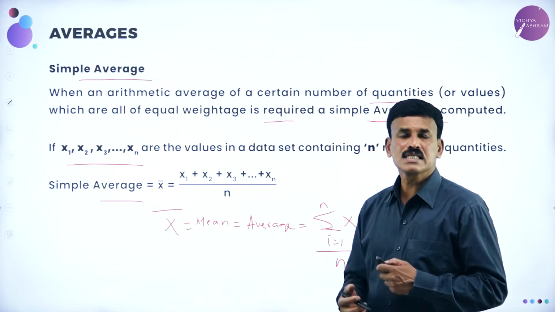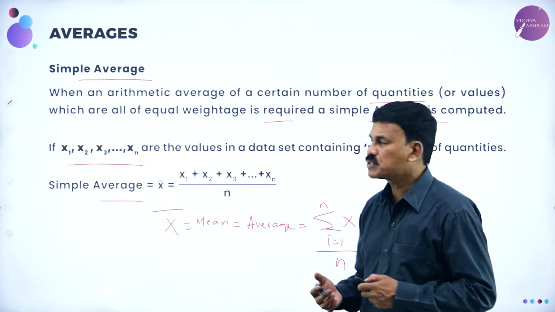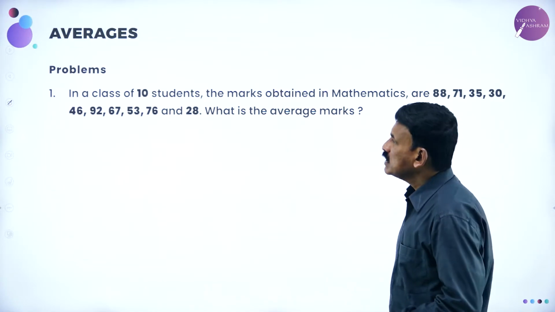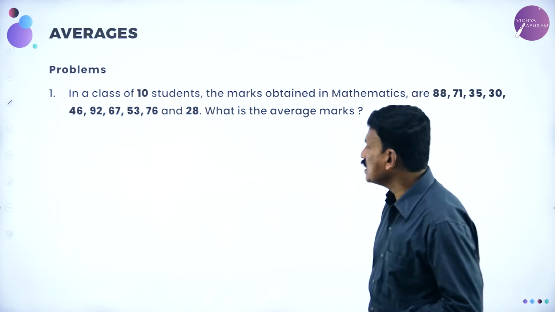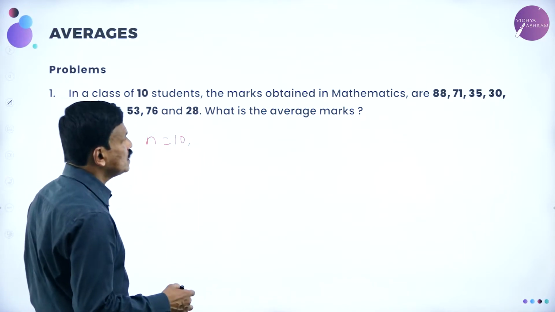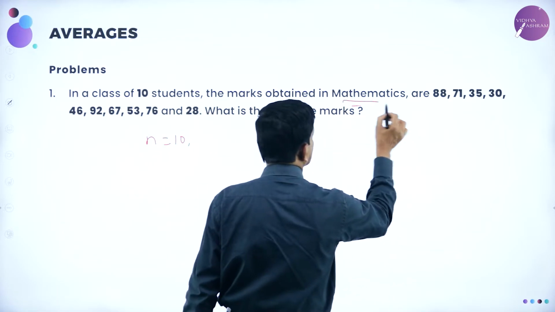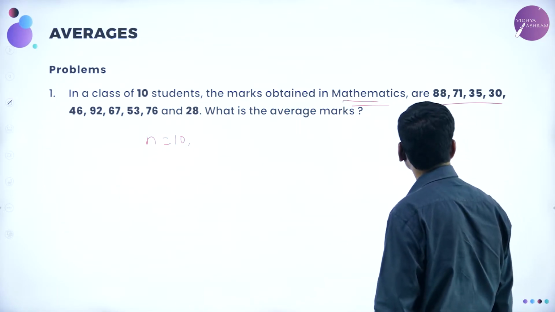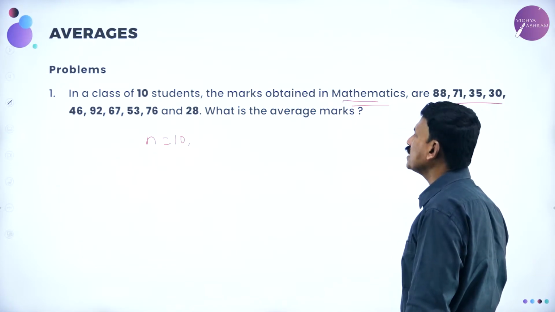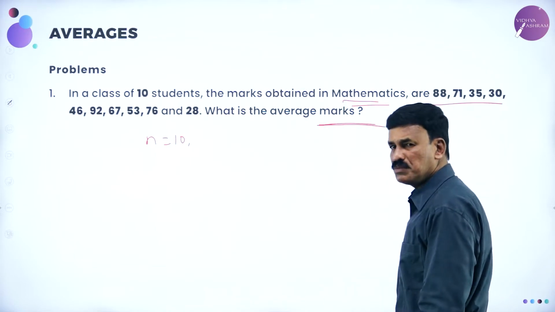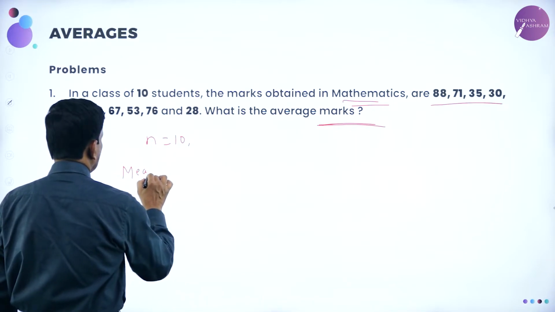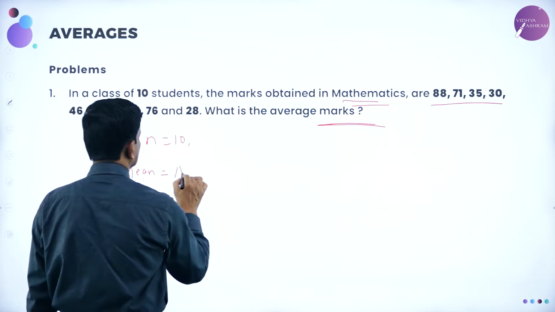Now, by knowing this, let us move on to some simple important problems. You may expect these types of problems for 2 marks or 1 mark. In a class of 10 students, n is equal to 10, the marks obtained in mathematics are 80, 71, 35, 30, 46, 92, 67, 53, 76 and 28. What is the average marks? What is the mean? That is nothing but the average.